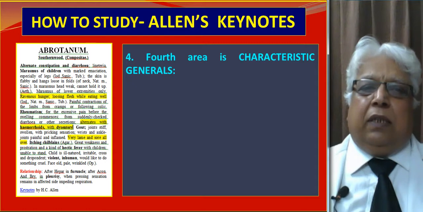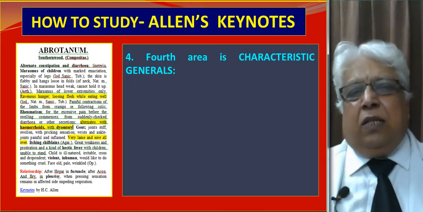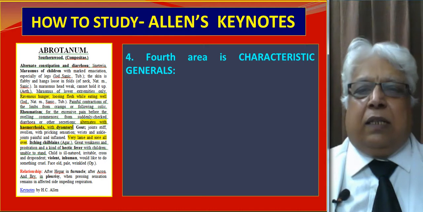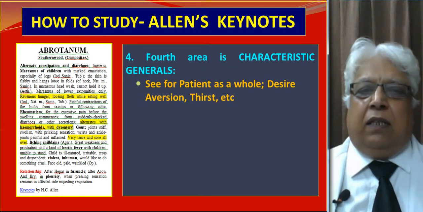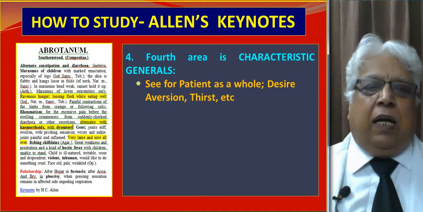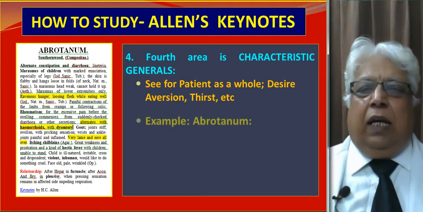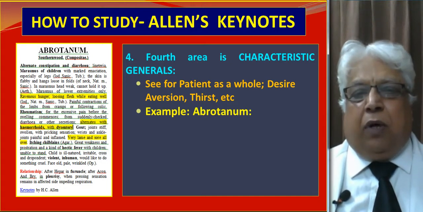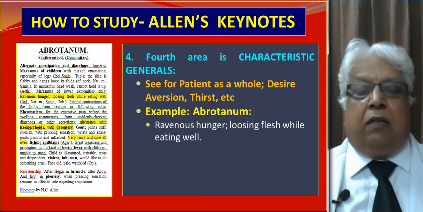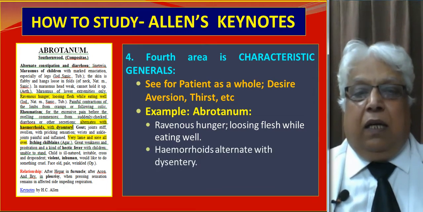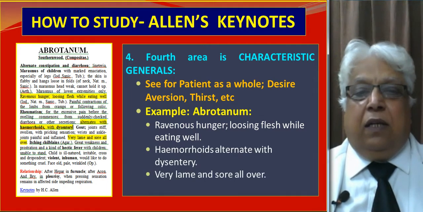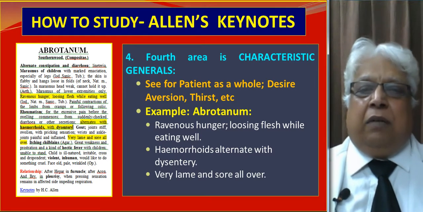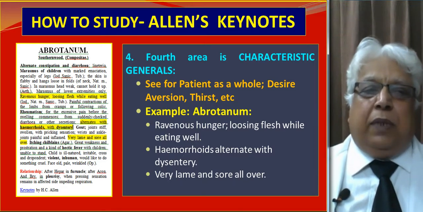Next, the fourth area is very important for me: the characteristic generals. In characteristic generals, you will see the patient as a whole: desire, aversion, thirst, heat, cold, and other things. For Abrotanum, there are a few things which are very uniquely important for us, and they are ravenous hunger, losing flesh while eating well, hemorrhoids alternating with dysentery, and a very lame and sore feeling all over. See how they are given and where they are given, how to pick them up and where to put them in your ready reference.